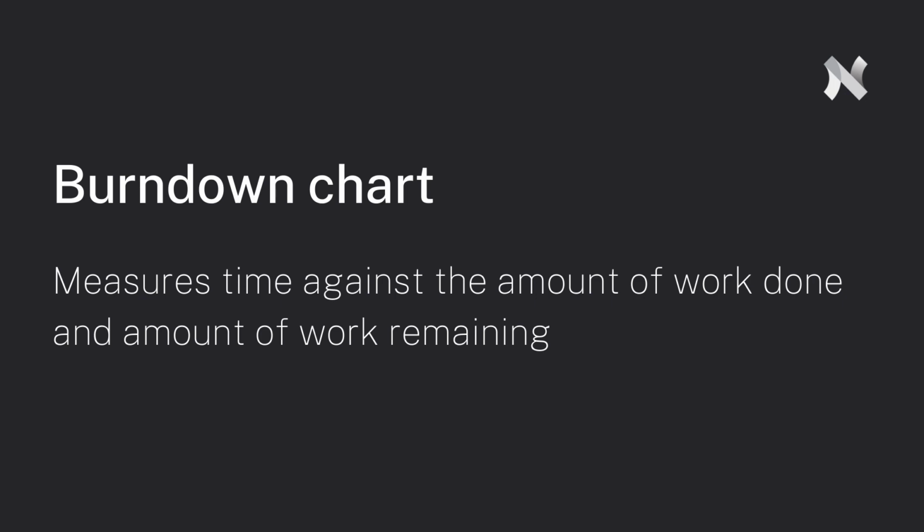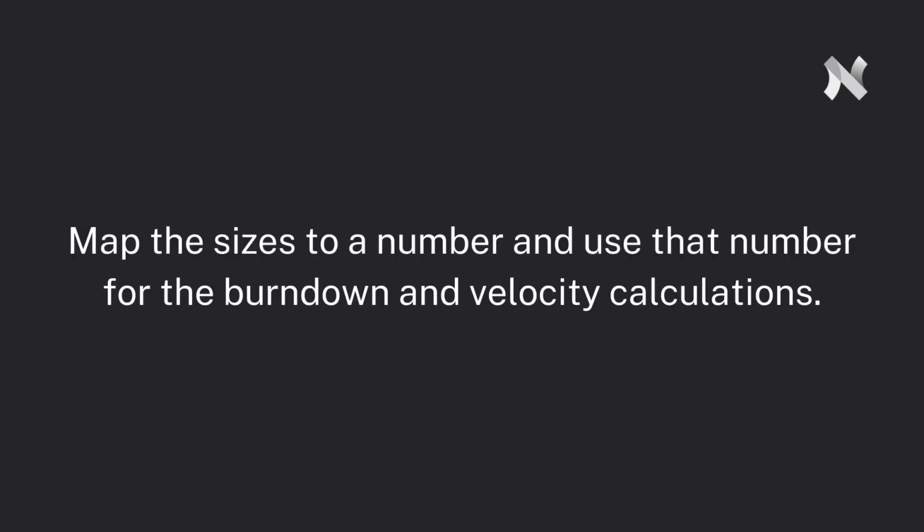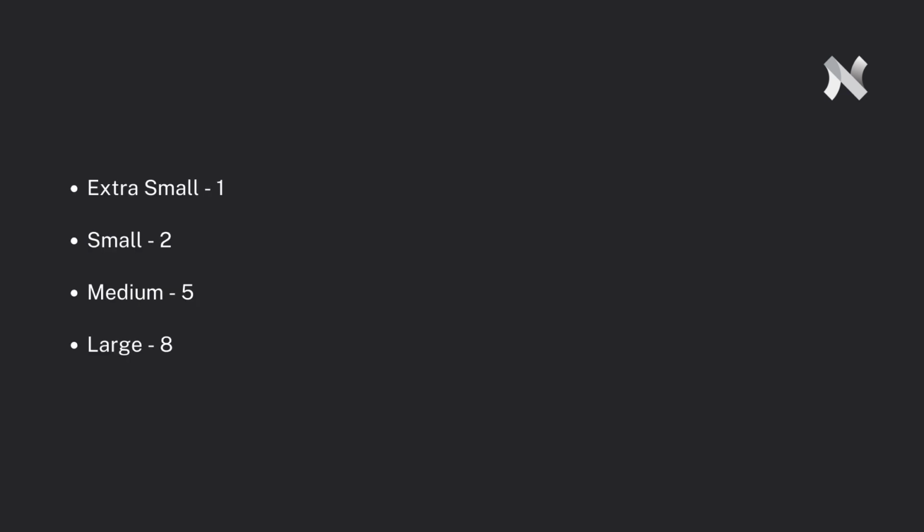There are some simple math and numbers here. Now is a good time to mention what to do if your team is using t-shirt sizes rather than story points. In that case, simply map the sizes to a number and use that number for the burndown and velocity calculations. For example, maybe an extra small is 1 point, a small is 2 points, a medium is 5, a large is 8, and so on.